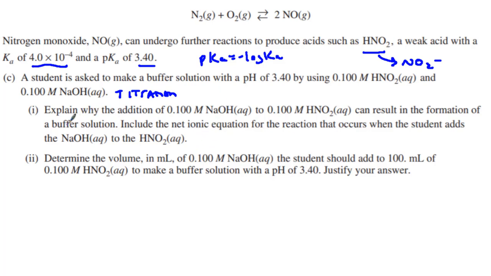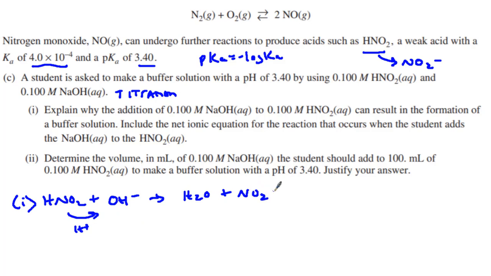Because let's take a look. It says explain why the addition. Why can we do a titration to form a buffer? Well, HNO2 aqueous plus a strong base of hydroxide. What does an acid give away? H plus, which leaves me with H2O and NO2 minus. And do you see how we are forming the NO2 minus? And we also have some HNO2, which makes this a buffer.